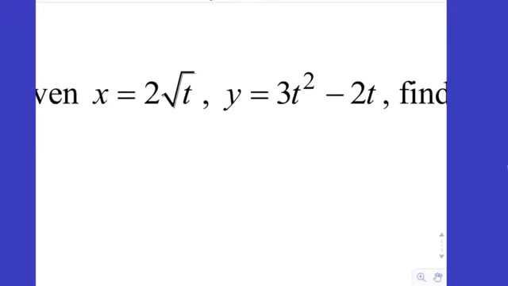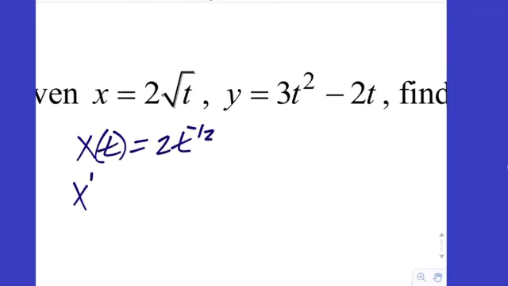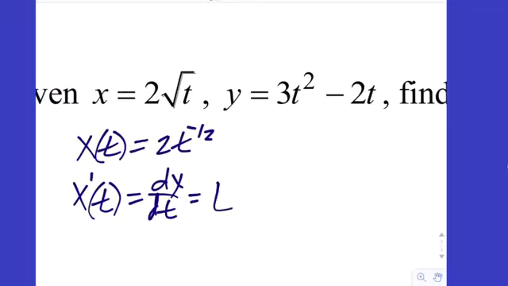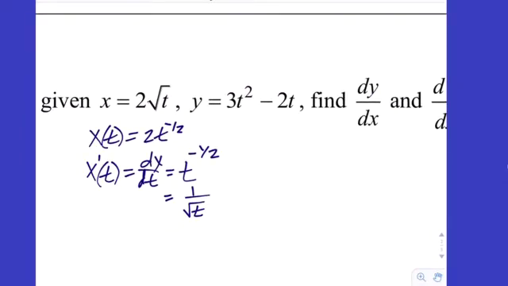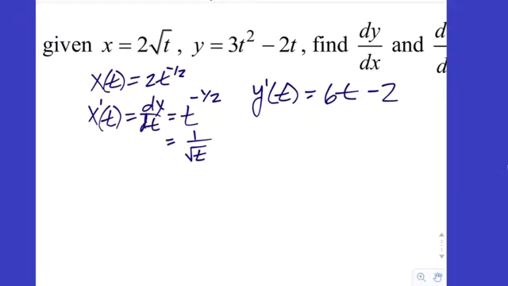All right. So because we're going to need the derivatives, let's go ahead and get our machinery up and running. So x, you could write it as x of t if you want. That's 2t to the 1/2. And so its derivative, x prime of t, or dx/dt, whichever one you prefer, is going to be equal to what? t to the negative 1/2. Yeah? It's the same as 1 over the square root of t if you want to simplify it. All right, let's go ahead and get our second piece up and running. y prime of t, we don't have to rewrite it, just using the power rule, is 6t minus 2. So now that you have your two derivatives set up and ready to go, now we can answer the question.